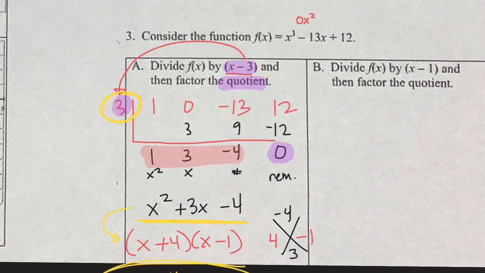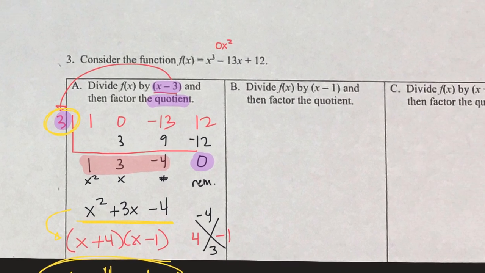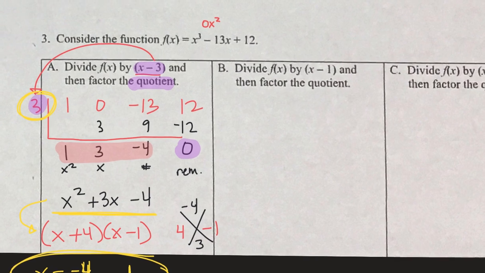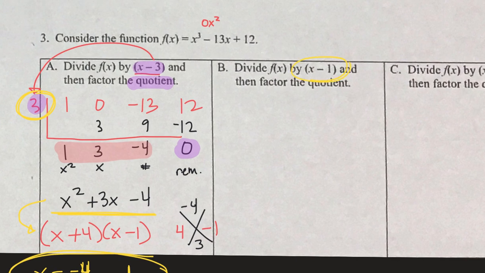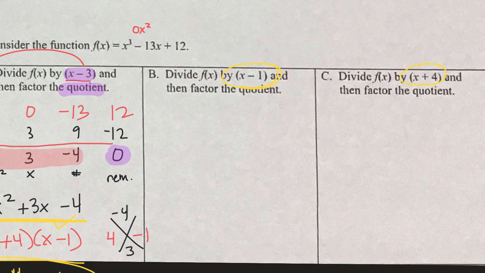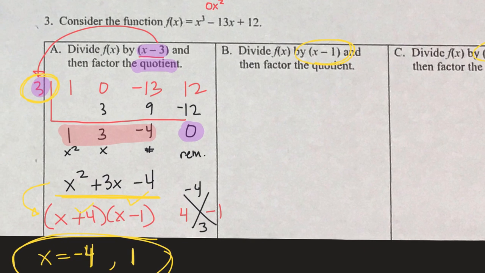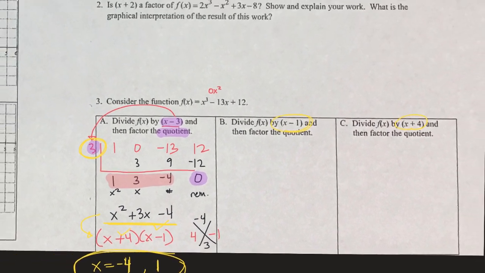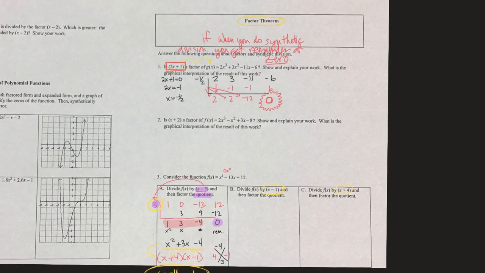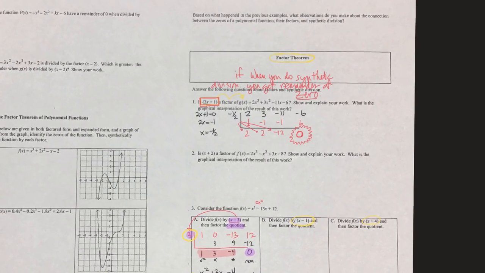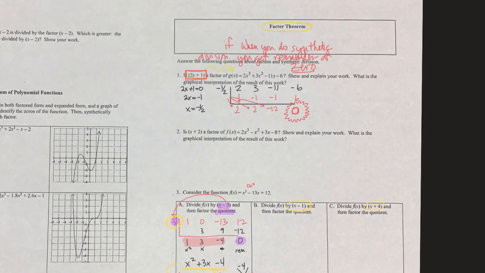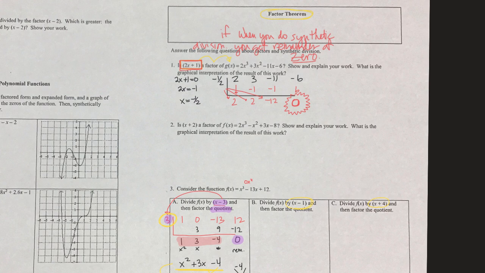So part B and part C are doing the same thing, but notice here we have that one, and then we have x plus 4. So it's giving us all of your zeros that we're going to be factoring. Factor theorem says that if you get a zero remainder, then that linear is your factor.